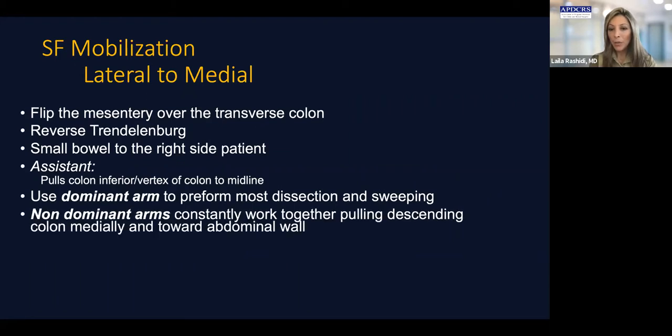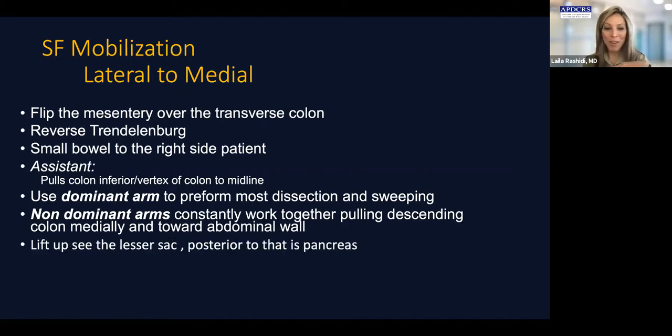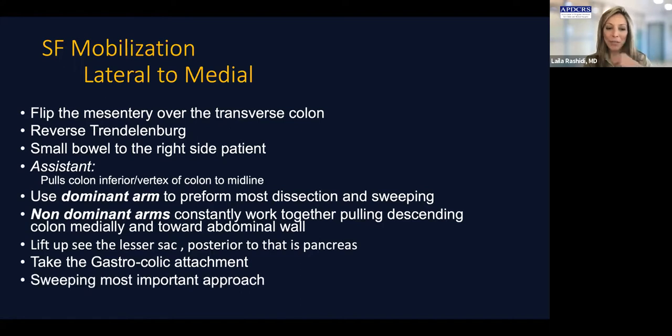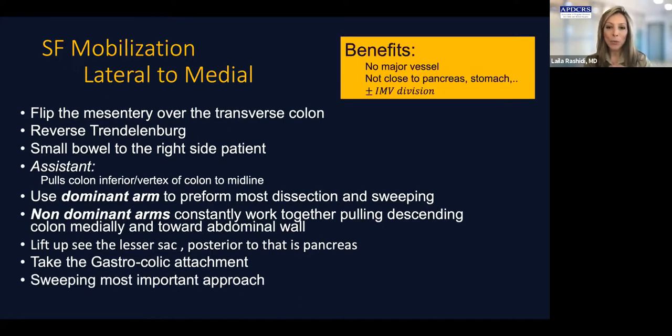And like I said, your dominant arm is doing most of the dissection and your non-dominant arms are constantly working together. You guys are 3-arm surgeons, so make sure to use those 3 arms together, okay? And then that's where we get to the lesser sac, and I'll show you the video.